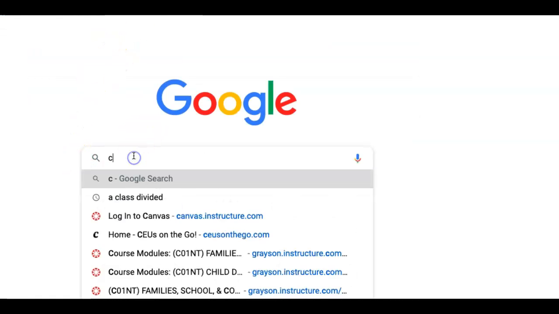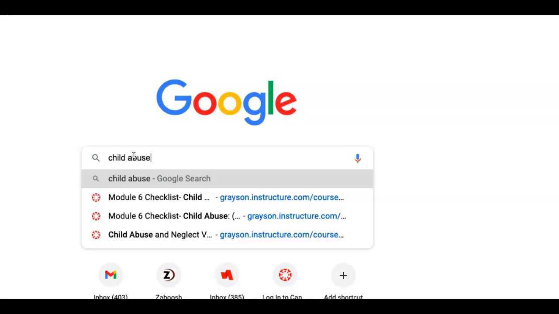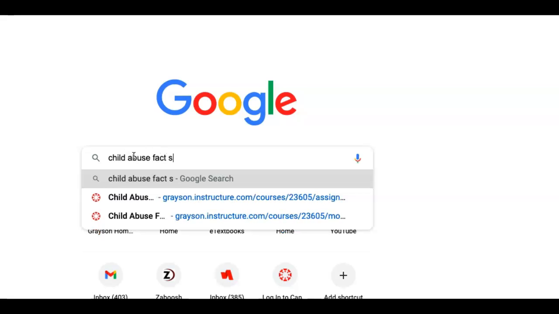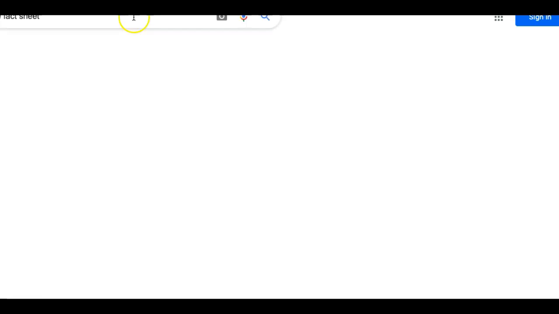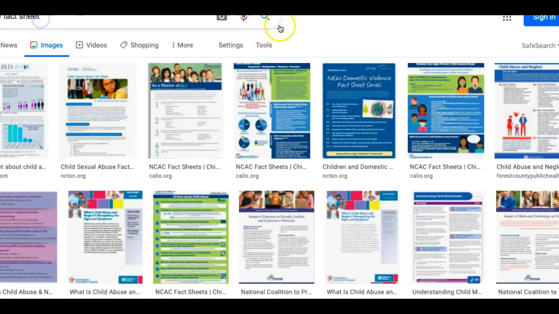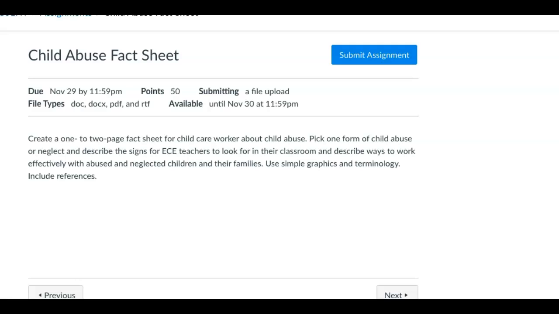And so even if you go into here and type in, you are probably going to have a lot of resources that come up so you can see what one looks like. So you can get ideas from here, but the goal is for you to focus on one type of abuse or neglect. And what would be the signs?